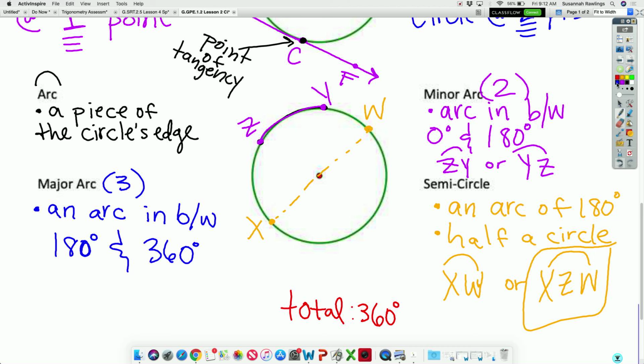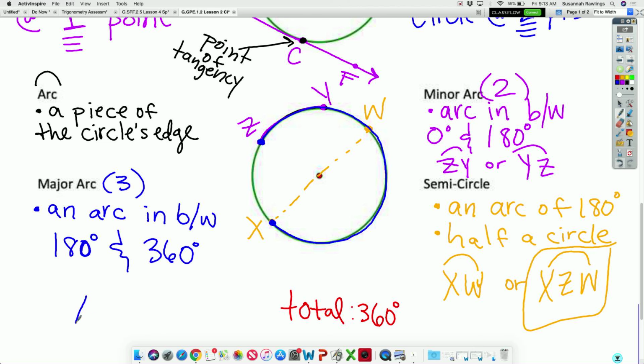Okay, so I'm going to pick one. I'm going to start at Z, and I'm going to go all the way around to X. So that's definitely greater than 180 degrees because I went past 180 degrees there. So I could start at X and go that way.